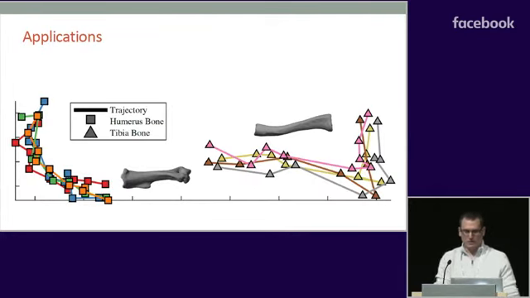In the paper, we use all these relaxations for two main applications. The first is non-rigid shape matching, and the other is shape space analysis. And you can see all the details in the paper.